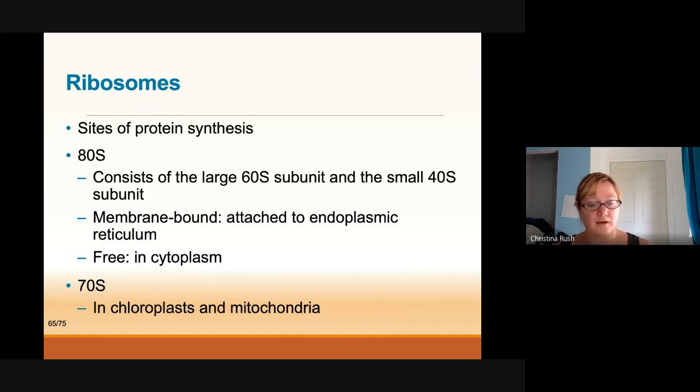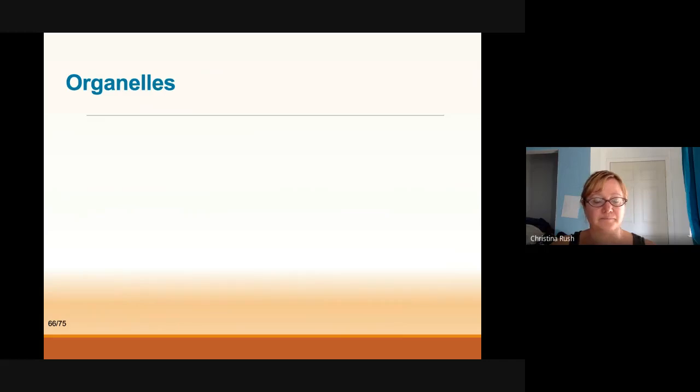Interestingly, eukaryotes also contain a prokaryotic type of ribosome, 70S, found in their chloroplasts and mitochondria. So this leads to the theory that prokaryotic cells engulfed each other to create the first eukaryotic cell a very long time ago. And so we have that theory coming up at the end. And so let's take a look at the organelles.